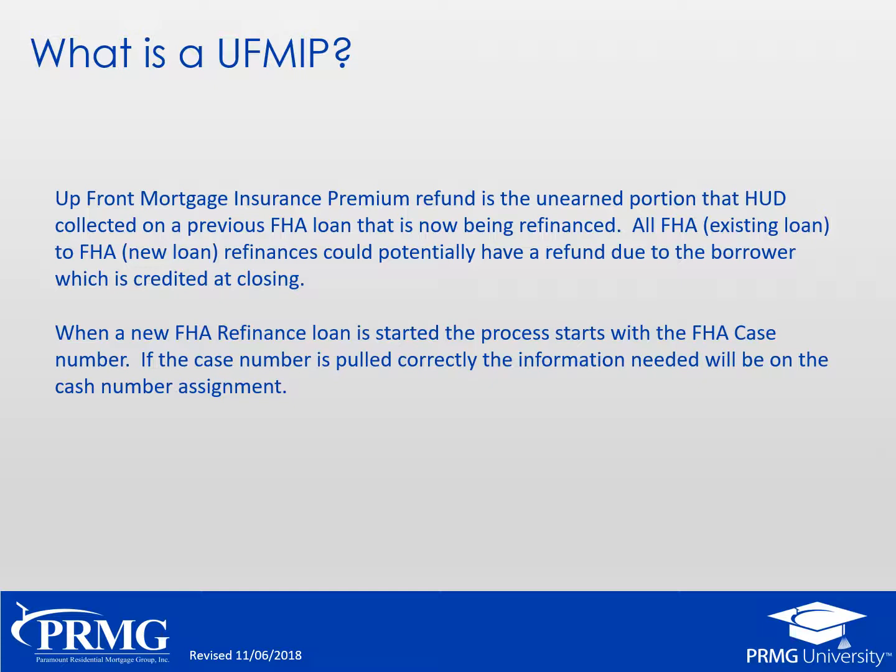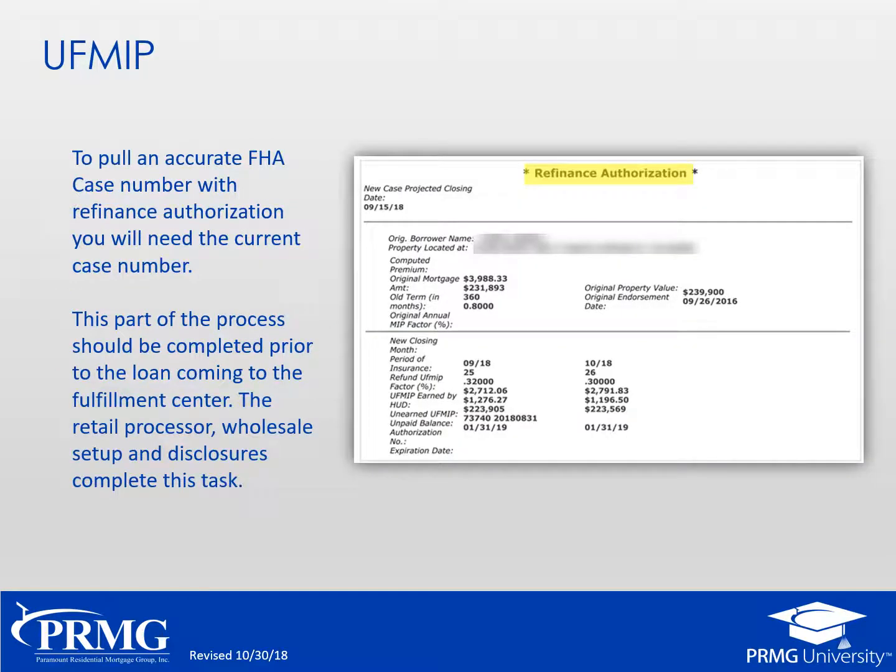When a new FHA refinance loan is started, the process starts with the FHA case number. If the case number is pulled correctly, the information needed will be on the case number assignment. To pull an accurate FHA case number with refinance authorization, you will need the current FHA case number, referred to in Encompass and FHAC as old case number. The refinance authorization is on page 2 of the case assignment at the bottom.